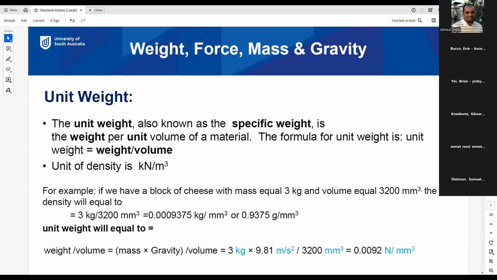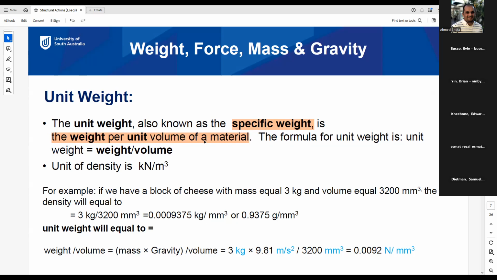So the unit weight, also known as the specific weight of the material, is the weight per unit volume of the material. The density is the mass per unit volume, and the unit weight is the weight per unit volume. So this is the difference between density and unit weight. Density, mass per unit volume. Unit weight is weight per unit volume.